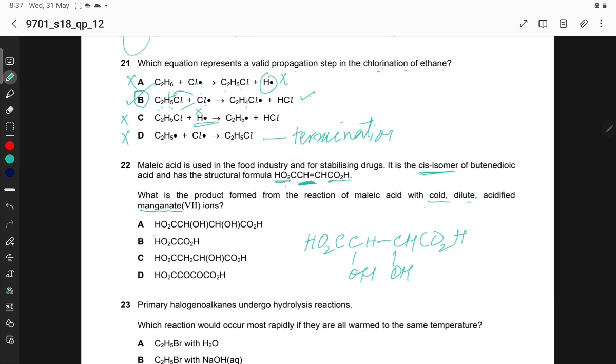Let's see. HO2CCHOH, yes, this is an alcohol. This is the second alcohol and carboxylic acid. So A option is correct.